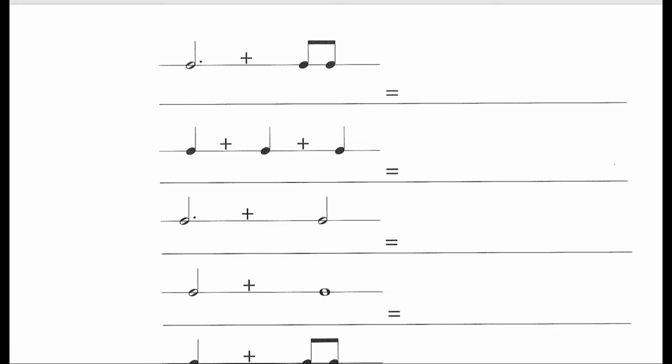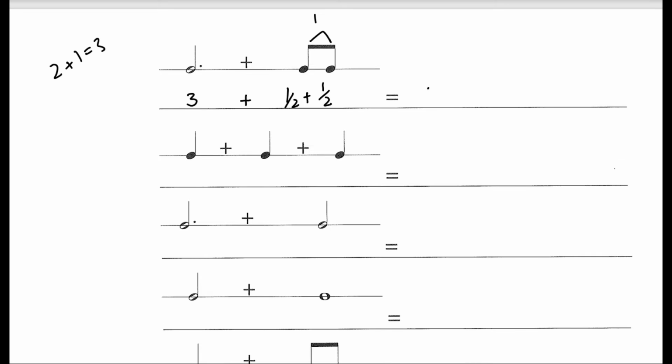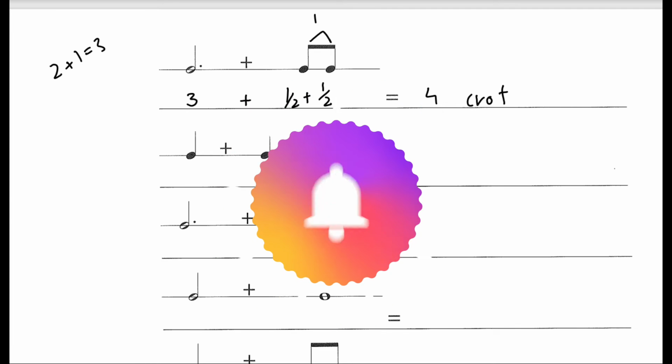Okay, next we have a dotted minim. Dotted minim means 2 is minim and dot plus 1 makes 3. So this is 3 plus 2 quavers, or 2 quavers make 1 crotchet beat. So 1 crotchet. Or if you want to add, you can add like this, half plus half makes 1. So here 4 crotchet beats.